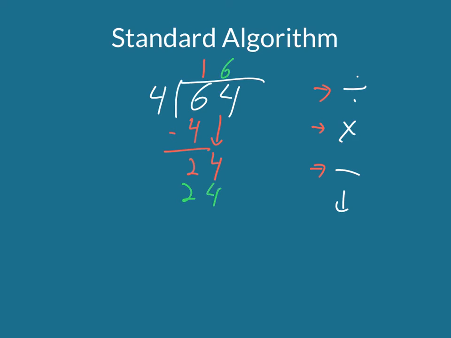And I'm just trying to follow. Now I subtract because that's the next step. And I get 0. There's nothing left to bring down. So my answer is 16. This is the way I learned it. There's nothing wrong with it.